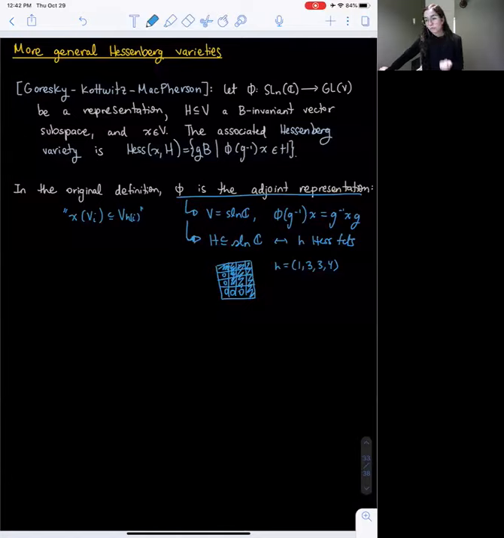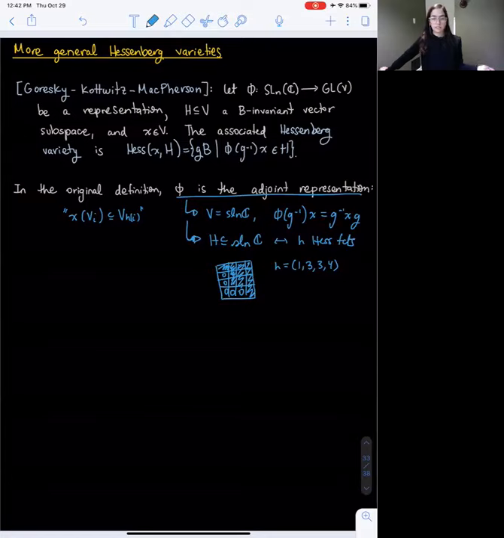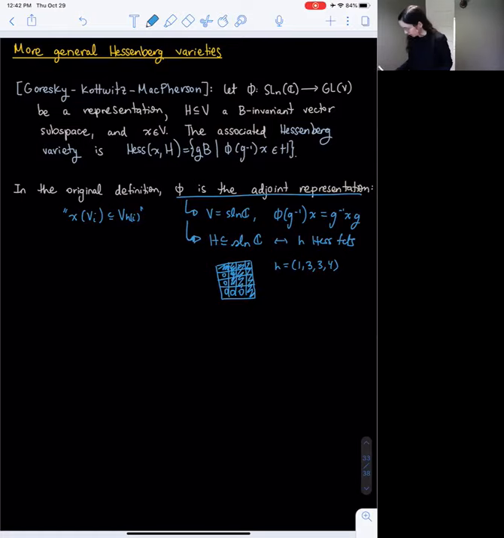The setting where most people care about is the adjoint representation, which was the previous setting that I told you. And here, there are not that many tools to study them. So everything that I told you before holds. Which ones are smooth? What are their dimensions? What are their singularities? Lots of things to ask for these very general Hessenberg varieties.